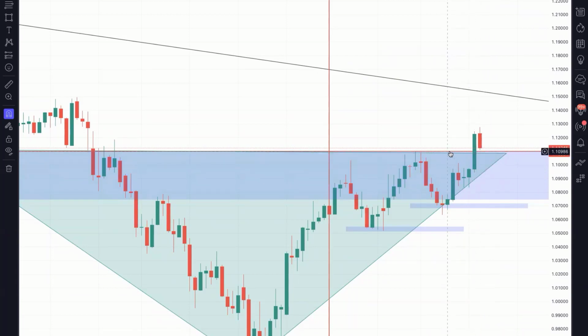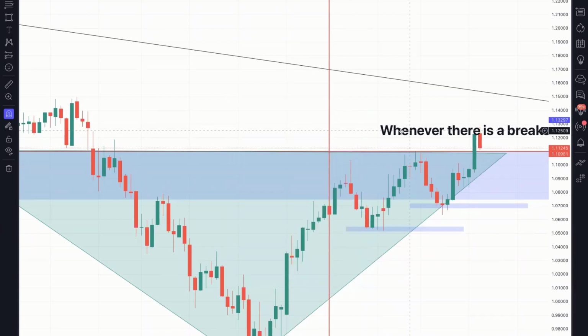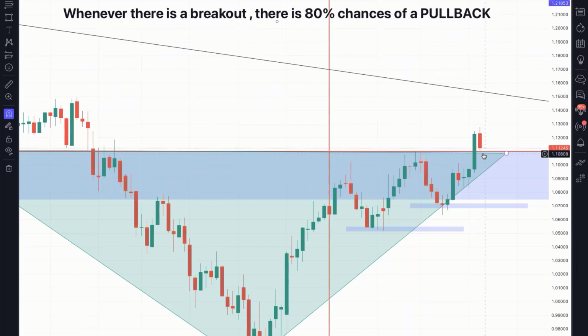Now, one important thing that I've always taught anybody in my sessions is that whenever there is a breakout, note this: whenever there is a breakout, there is an 80% chance of a pullback.